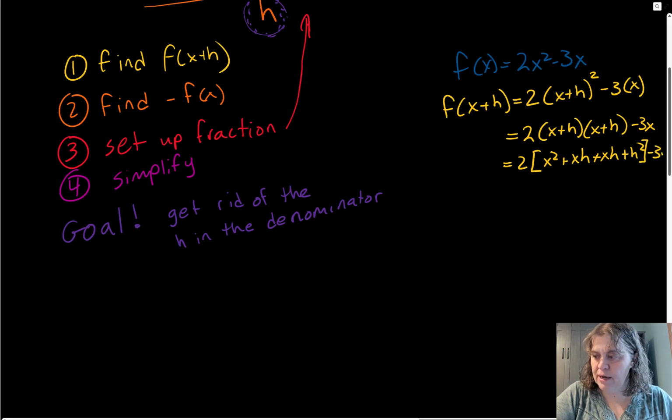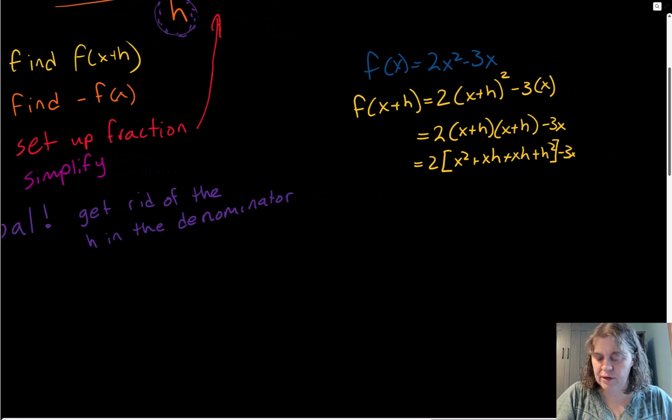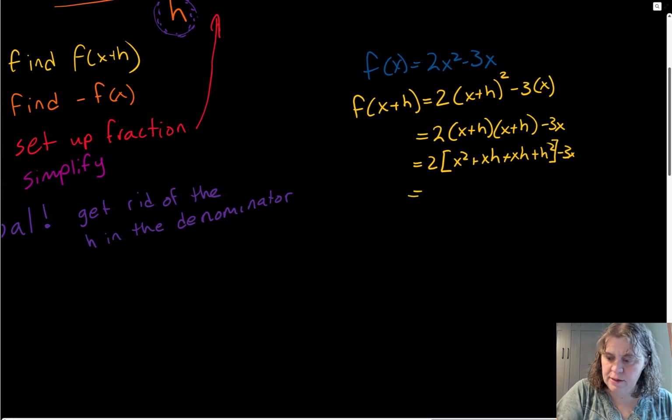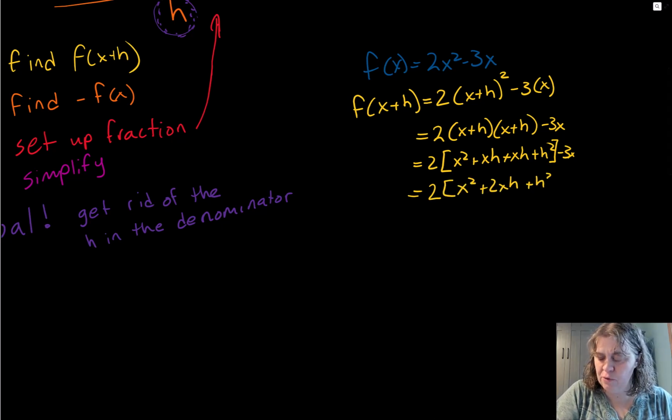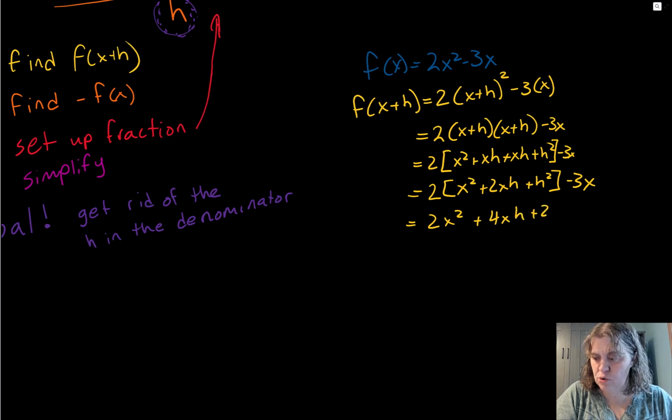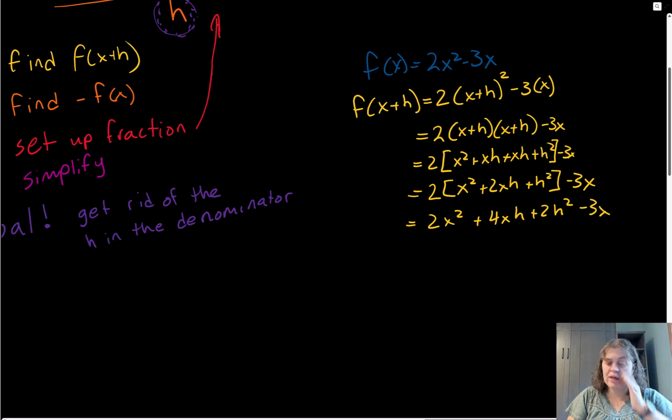minus 3x. Clean up the inside of my parentheses first before multiplying that 2 in. Just order of operations: clean things up before distribution. So 2x squared plus 4xh plus 2h squared minus 3x. Oh, that's disgusting. All right, that's fine. It'll work out.